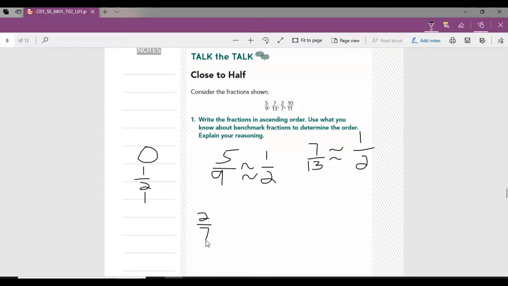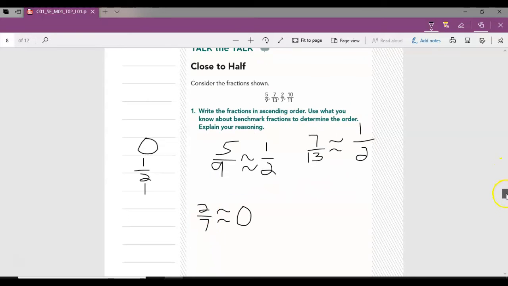Okay, 2/7 is not close to a half. 2/4 would be exactly 1/2. 2/7 is going to be closer to 0. So far out of these 3 fractions, 2/7 is going to be my smallest.